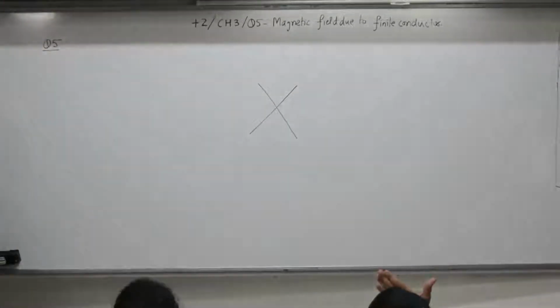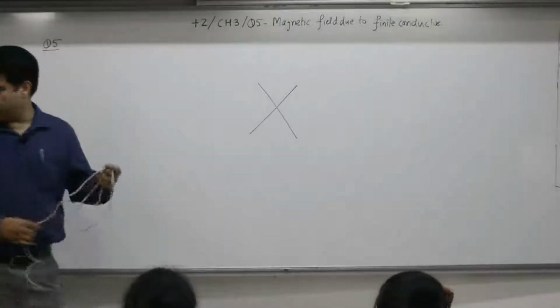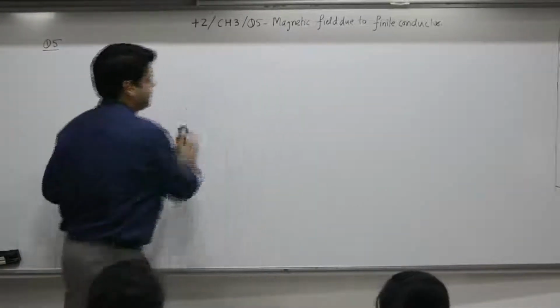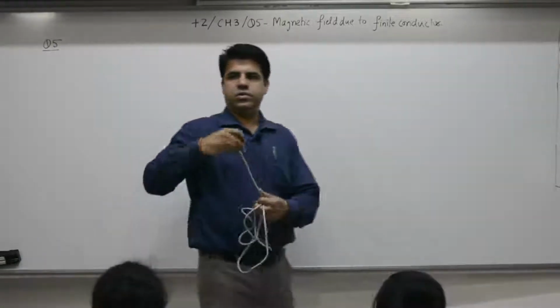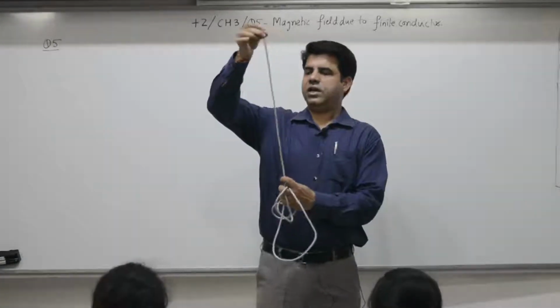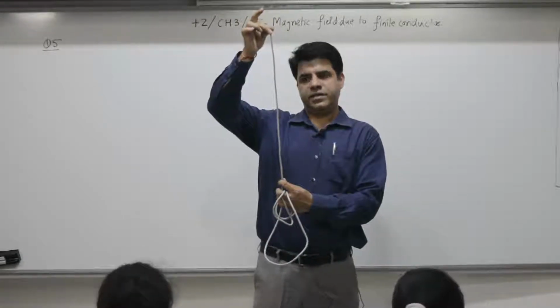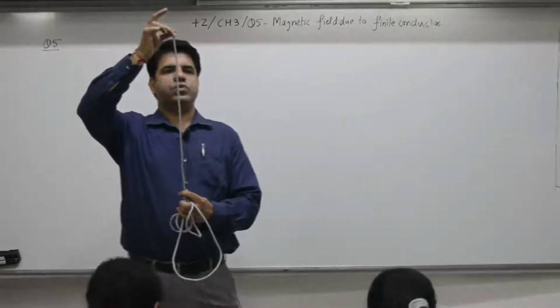Question number 5 deals with what? You are to use Biot-Savart's law. You have to use Biot-Savart's law to find what? Magnetic field due to a certain finite length of conductor, and the result derived can be extended to infinite conductors also. That means any length.